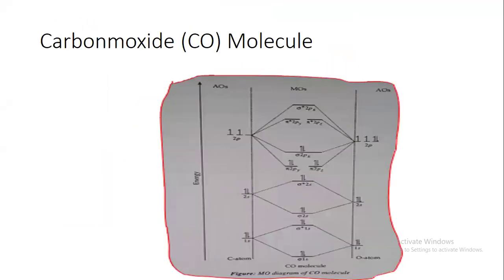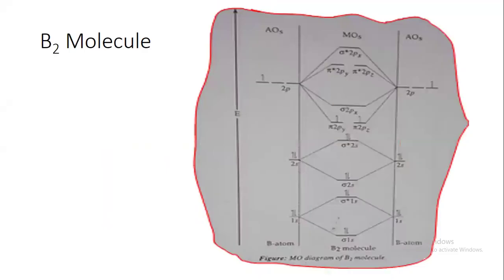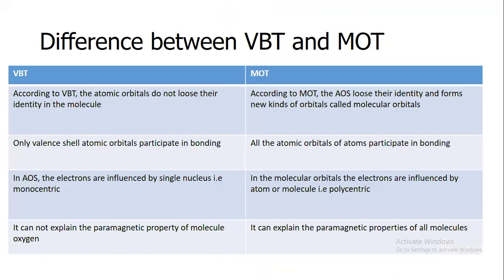Similarly, carbon monoxide, boron. Difference between valence bond theory and molecular orbital theory. According to valence bond theory, atomic orbitals do not lose their identity in the molecule. According to molecular orbital theory, the atomic orbitals lose their identity and form new kinds of orbitals called molecular orbitals.